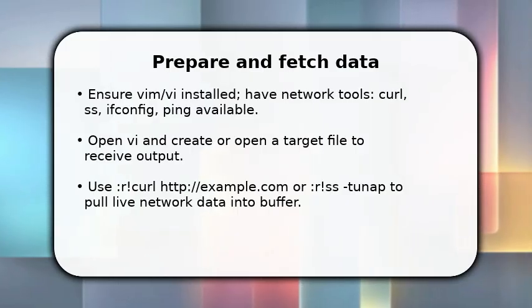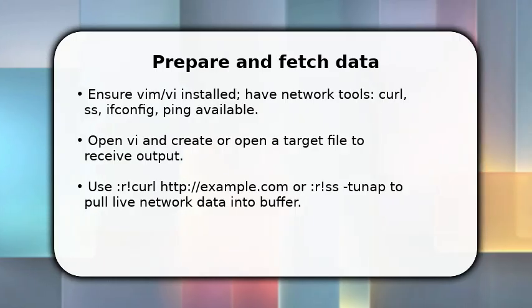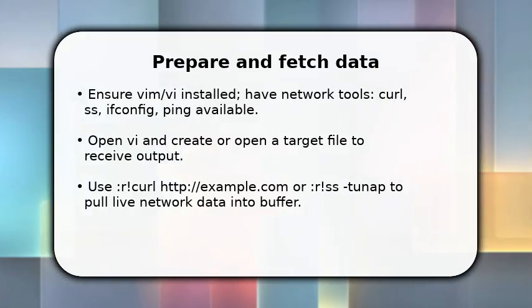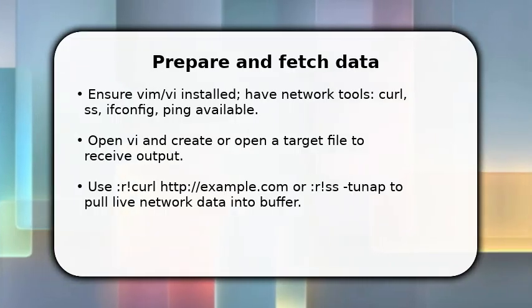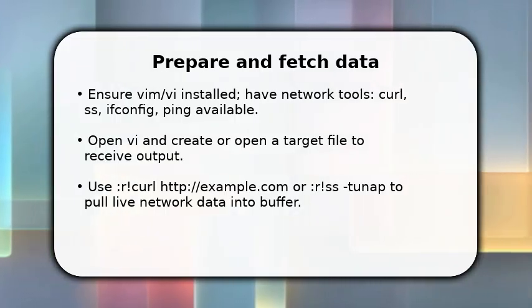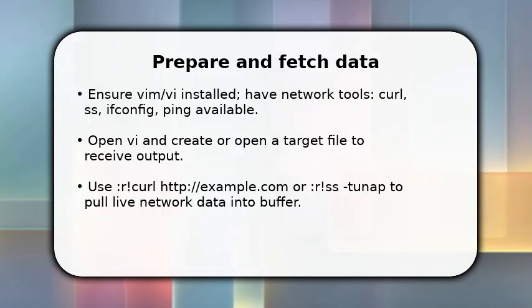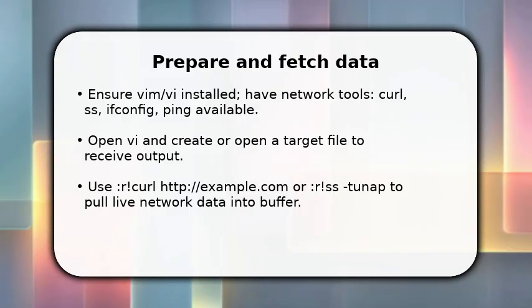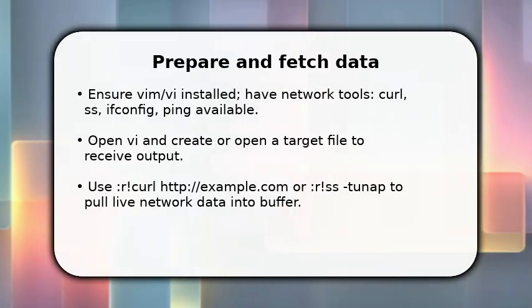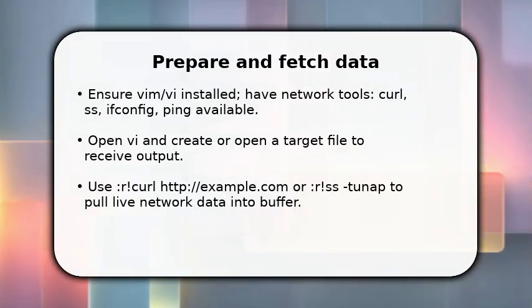You start by pulling real network output straight into Vim so you can inspect it without switching contexts. Open the file you want to store results in. Then run a read command like :r !curl -s http://example.com or :r !netstat -tunap to import live data. This writes command output into your buffer where you can immediately search, fold, or filter it.